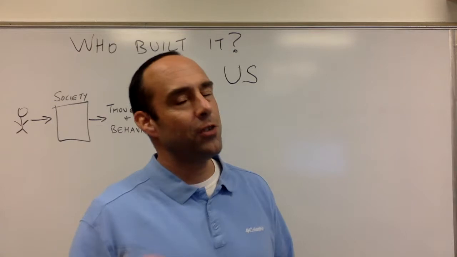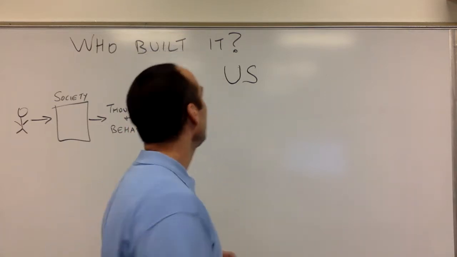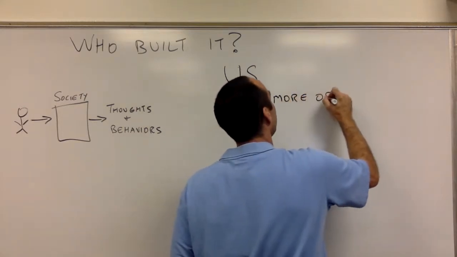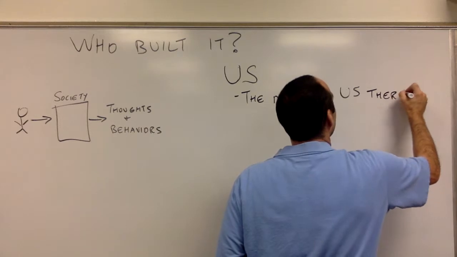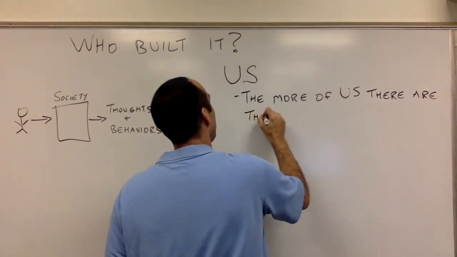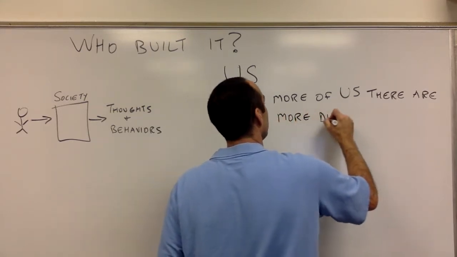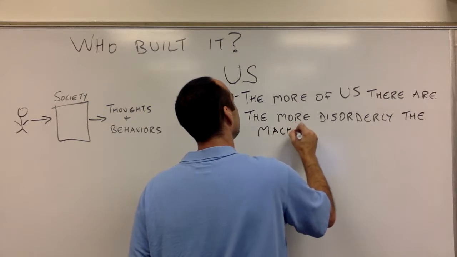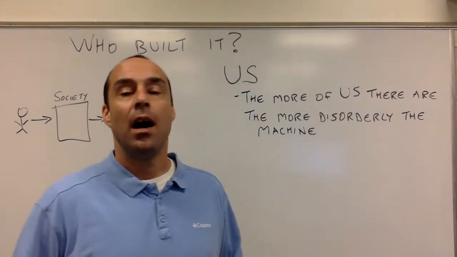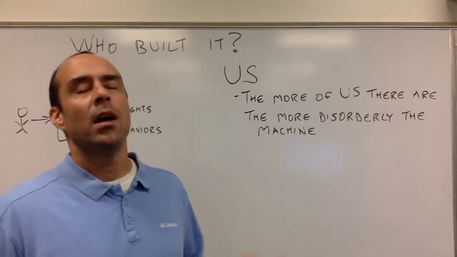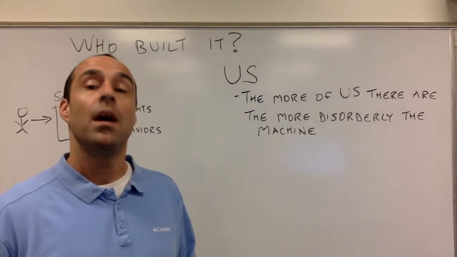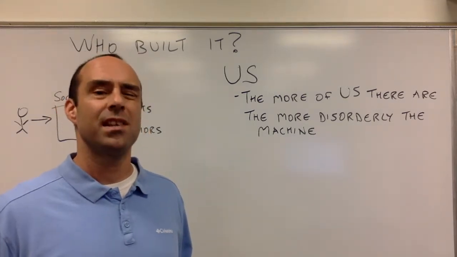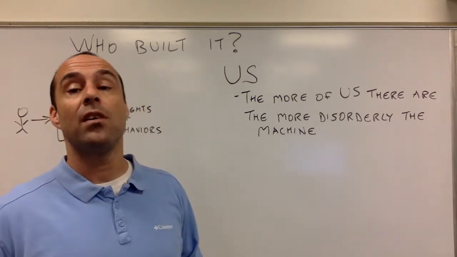The reason that there are two semi-worthwhile insights into this, first of all, is that the more of us there are, the more disorderly the machine. You can think about the United States of American society as compared to a small subculture within America, like the Amish community. In an Amish community, there's a very small number of people, and society is super orderly there. I'm not saying it's ideal. All I'm saying is that it's orderly. In a society the size of ours, there's much more room.